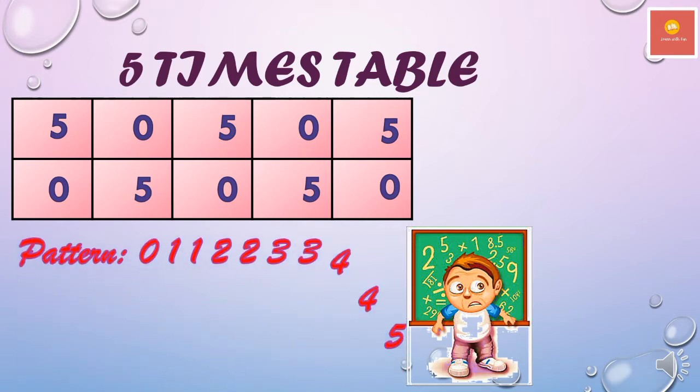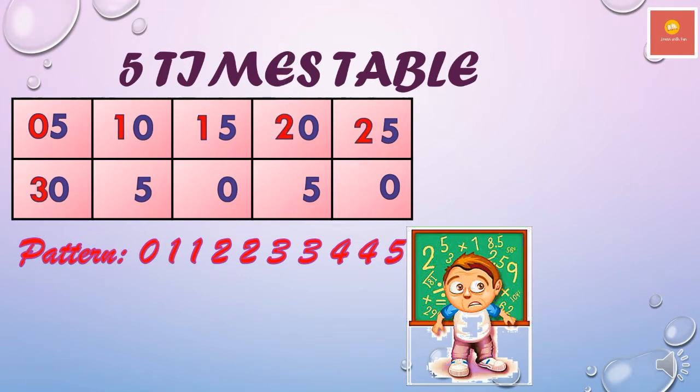Then in the tens digits, we are going to put the numbers in the pattern 0 1 1 2 2 3 3 4 4 5. This will be the pattern we are going to follow. 0 1 1 2 2 3 3 4 4 and 5. So here we are. We have done with the 5 times table.